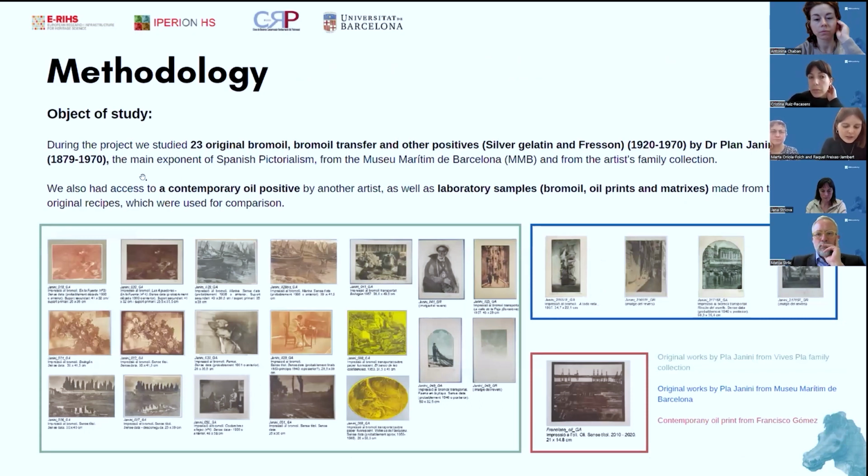So during the project, we studied 23 original bromoil, transfer and other positives such as silver gelatin and Fresson prints from 1920 to 1970 by Dr. Plagianini, the main exponent of Spanish pictorialism. The works were from the Museu Marítim de Barcelona and from the artist's family collection. We also had access to a contemporary oil positive by another artist, as well as laboratory samples such as bromoil, oil prints, and matrices that we made from the original recipes, and we used them for comparison.